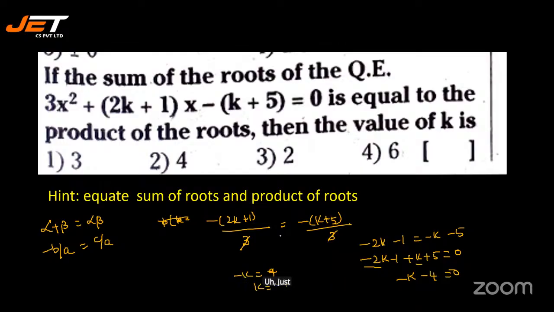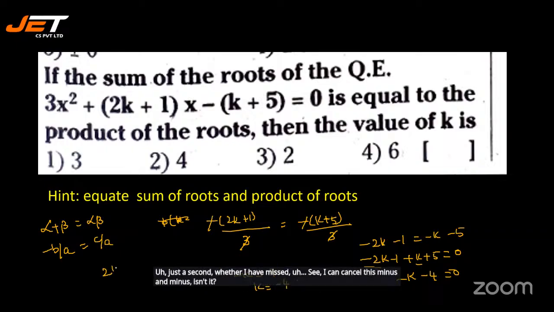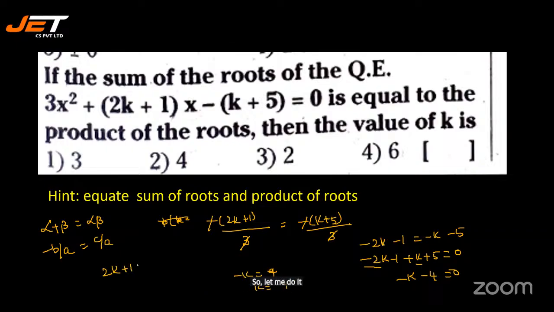Just a second, whether I have missed something. See, I can cancel this minus and minus, isn't it? So let me do it a little more easily. 2k plus 1 minus k minus 5 is 0. Then I will get k minus 4 is 0. So k is plus 4, not minus 4, it is plus 4. So your answer must be option 2.